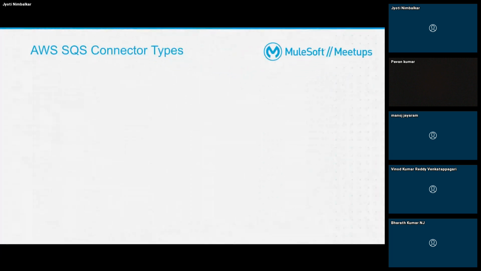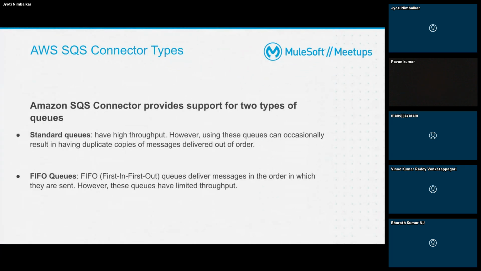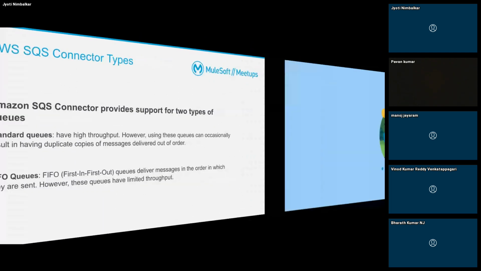Now, in AWS connectors, we will usually find two types of queues: standard queues and FIFO queues. We can choose these according to our requirements. In standard queues, we have high throughput, but no order is maintained. If we go to FIFO queues, we'll get the order; the sequence will be maintained, however with limited throughput. We can choose according to our requirements.